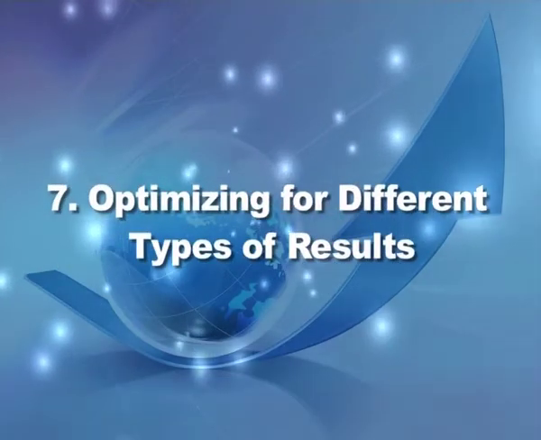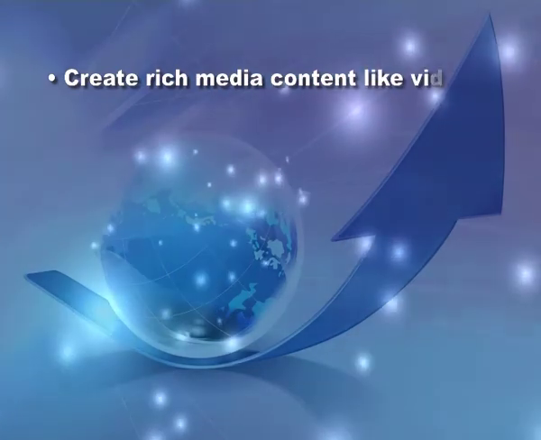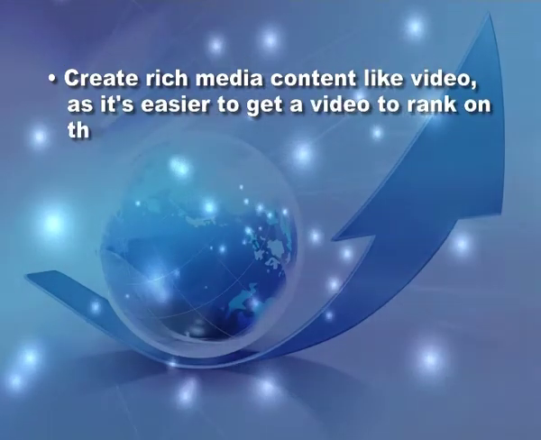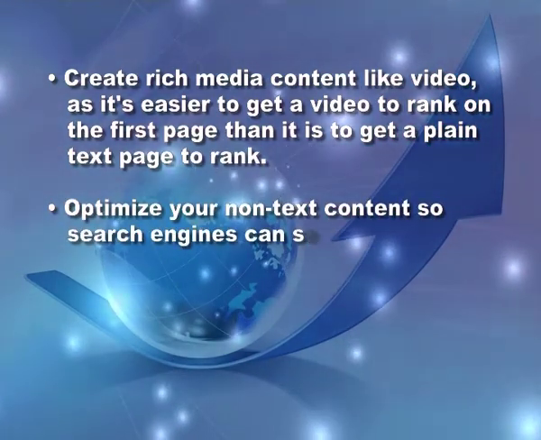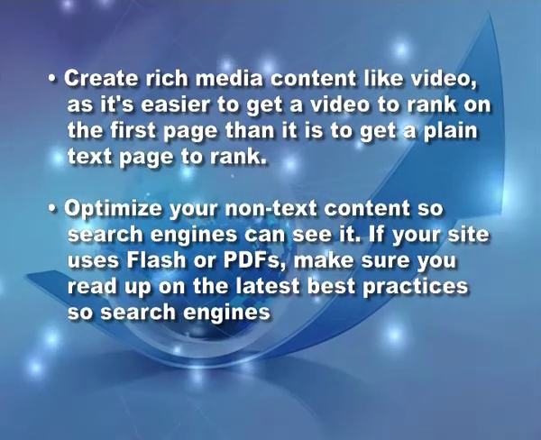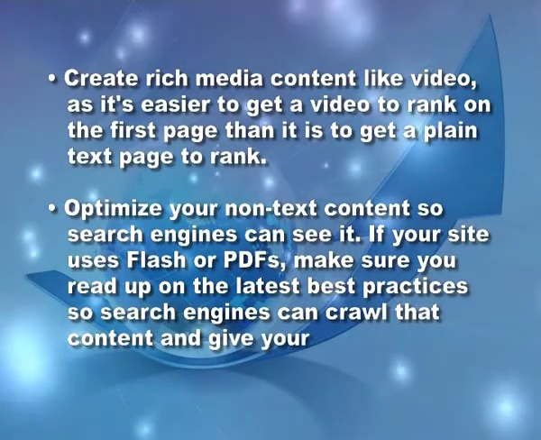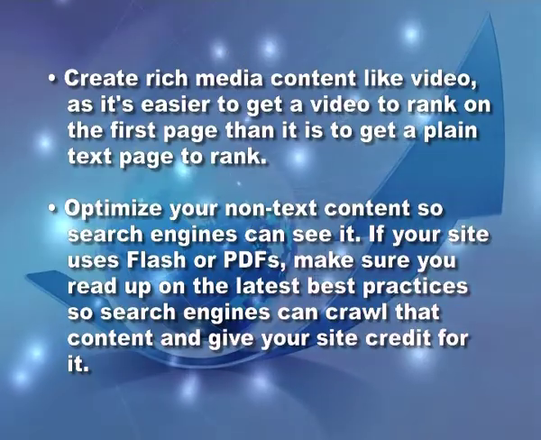Number 7. Optimizing for different types of results. In addition to optimizing for the desktop experience, make sure to focus on mobile and tablet optimization as well as other media. Create rich media content like video, as it's easier to get a video to rank on the first page than it is to get a plain text page to rank. Optimize your non-text content so search engines can see it. If your site uses Flash or PDFs, make sure you read up on the latest best practices so search engines can crawl that content and give your site credit for it.